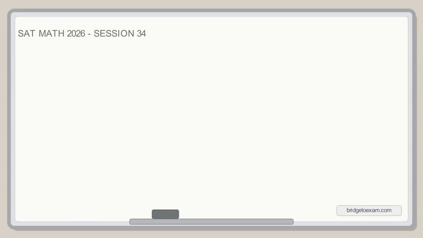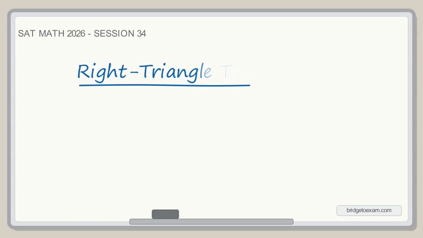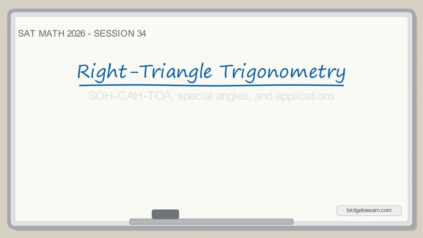Welcome to session 34. Today is trigonometry. But don't worry, on the SAT it is almost entirely about right triangles. The same handful of patterns appear again and again, so once you master the mechanics, these become very predictable points.